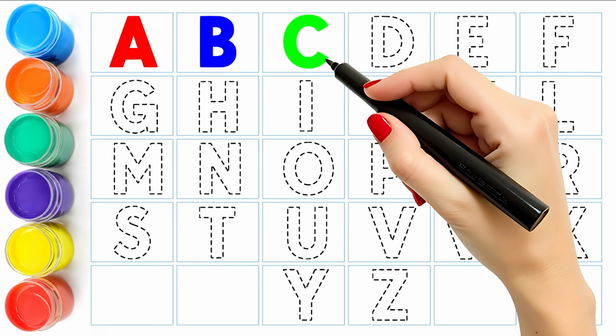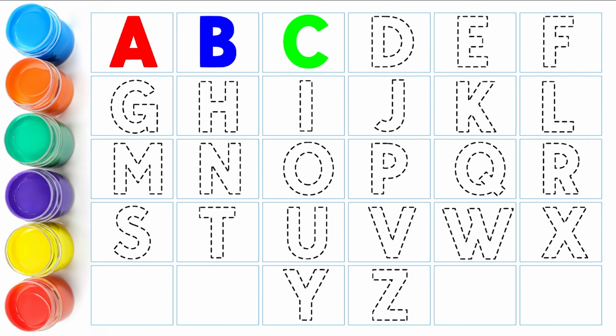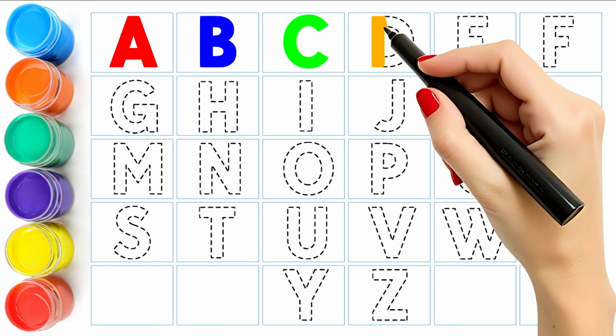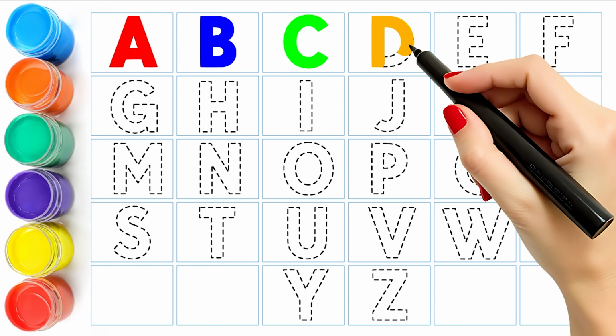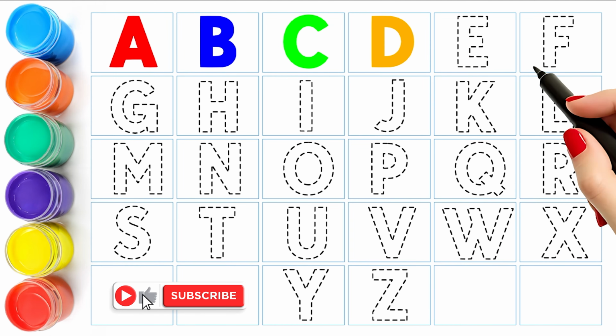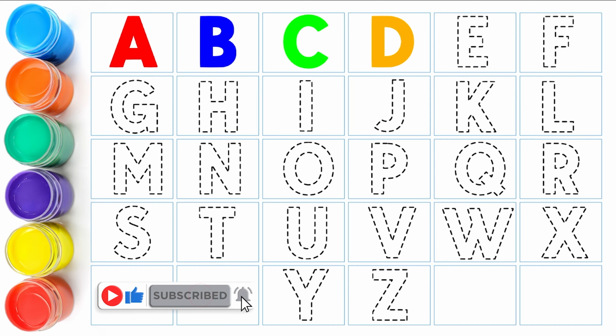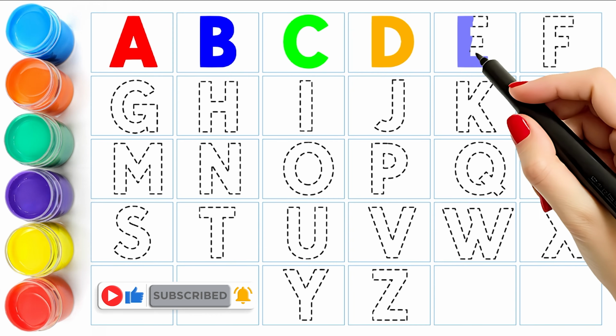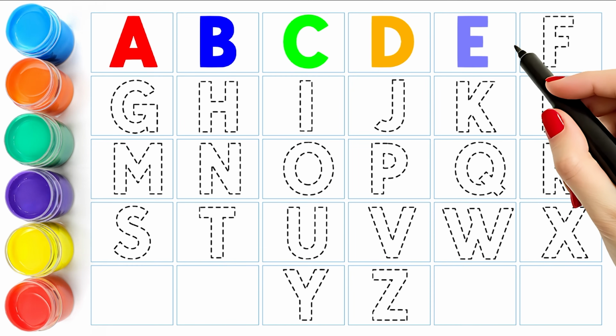C for cake. The itsy bitsy spider went up the water spout. Down came the rain and D for dolphin. Out came the sun and dried up all the rain. And the itsy bitsy spider went up the spout again. E for egg.